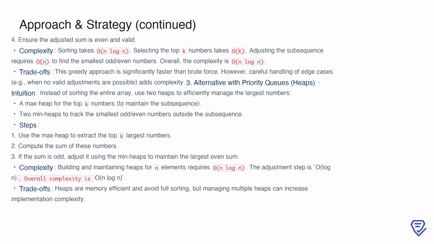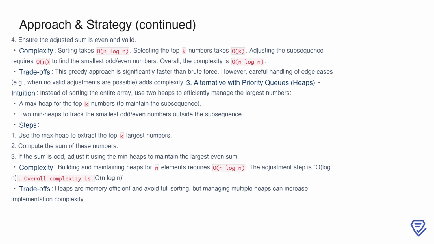Selecting the top k numbers is linear in k, and finding the smallest odd or even numbers for the adjustment requires scanning the array, which is linear in n. Thus, the total complexity is O(n log n), making this method significantly faster than brute force. However, it is important to handle edge cases carefully, such as when no valid adjustments are possible.